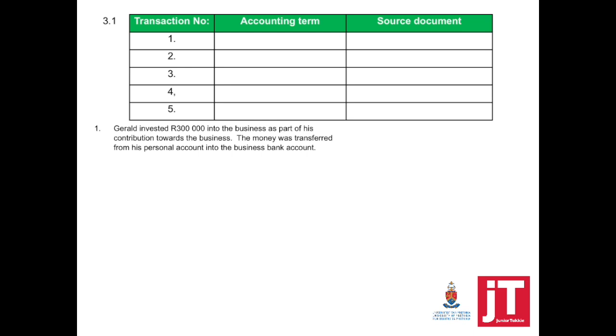Gerald invested $300,000 into the business as part of his contribution towards the business. The money was transferred from his personal account into the business account. So I need to identify now which two accounts is involved. If the business receives money, it will always be bank. Why did the business receive money? Because of capital. And the source document applicable to this would be bank statement.